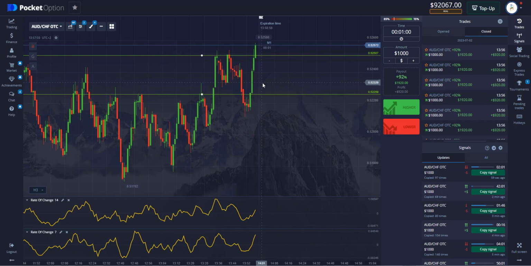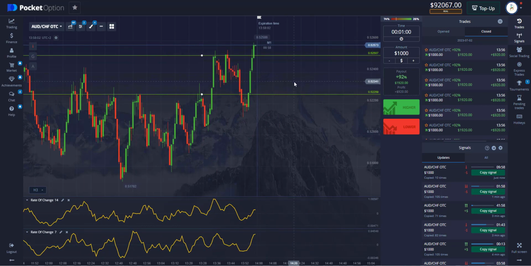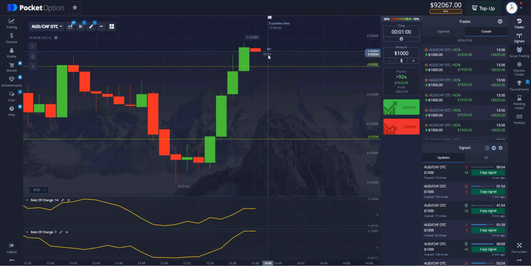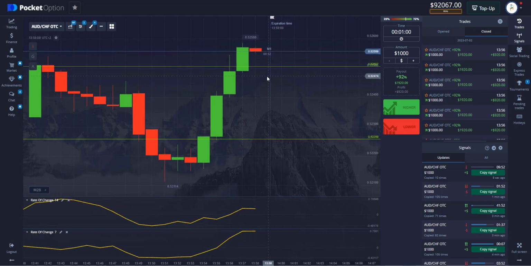As we can see, the candle closed above the line, and now I will get the last trades for the day, and this will be a great day's work, and I will stop trading today.